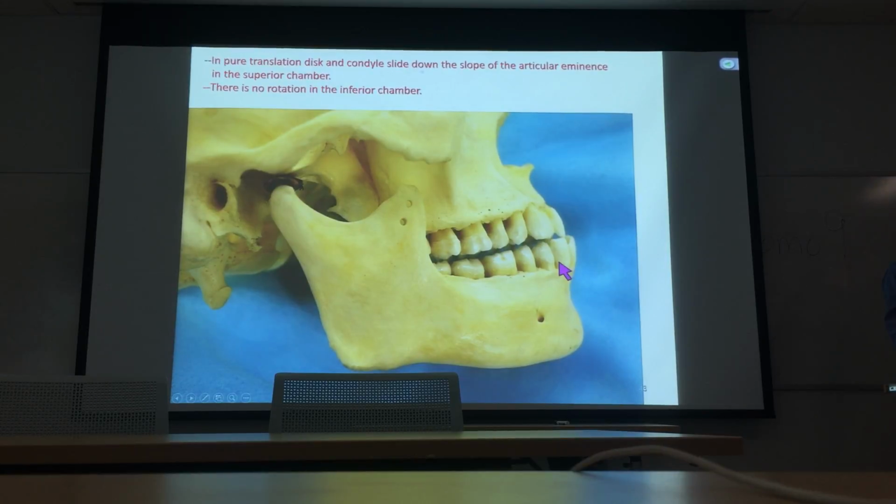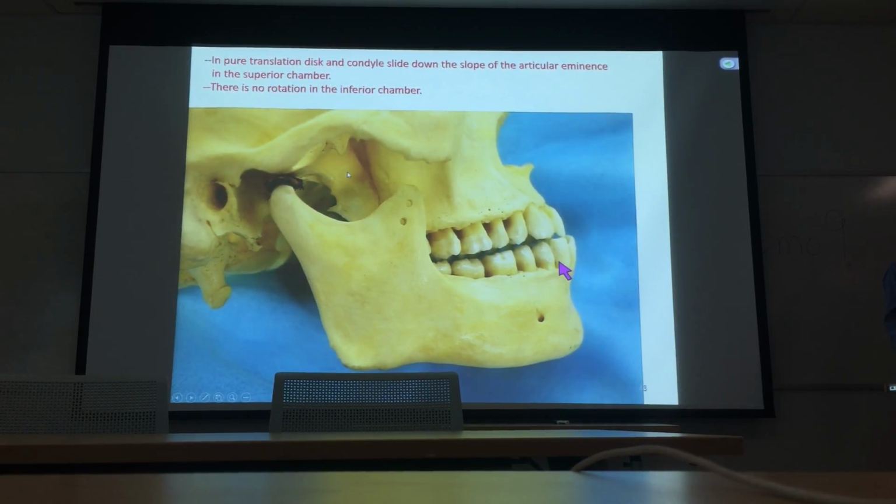So again, here's what I put in here. Pure translation is all between the disc and the condyle. The main thing about it is it's sliding across the temporal bone. Remember, translation is all about the superior joint compartment. Rotation is all in the inferior joint compartment.